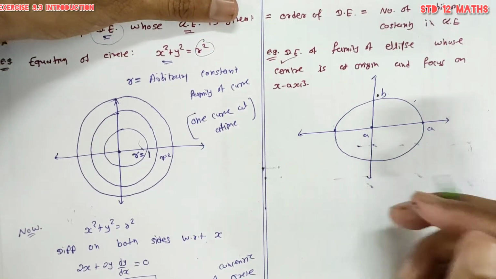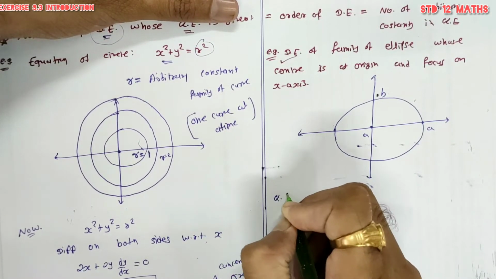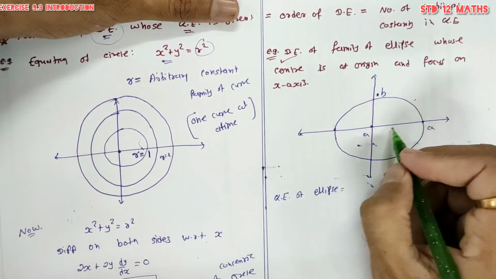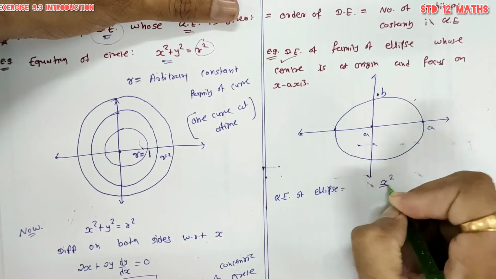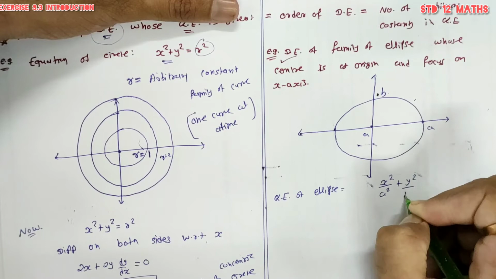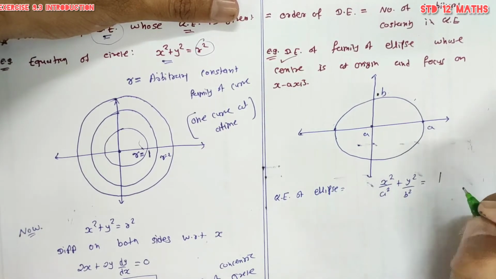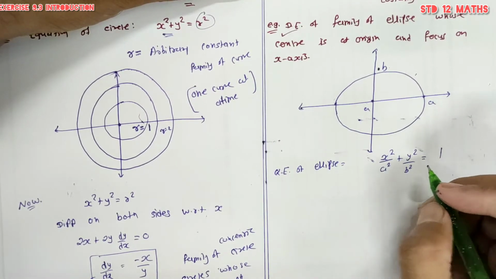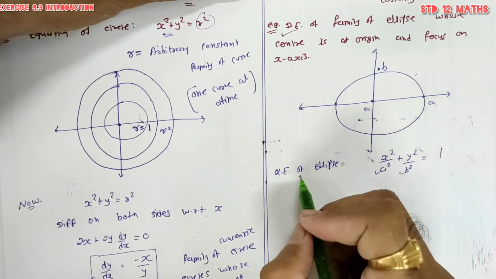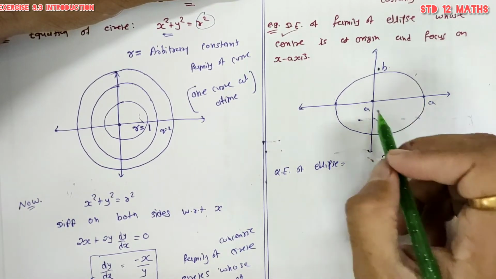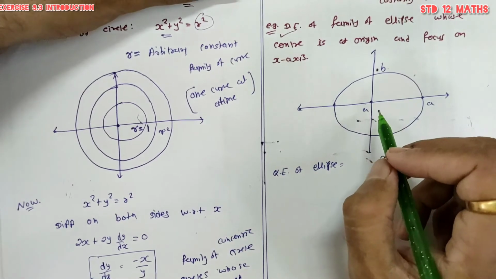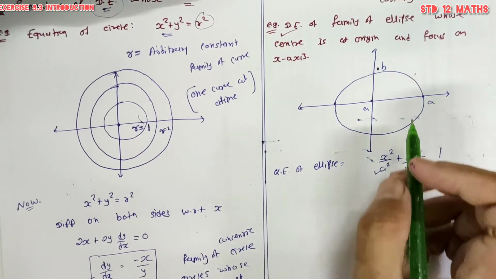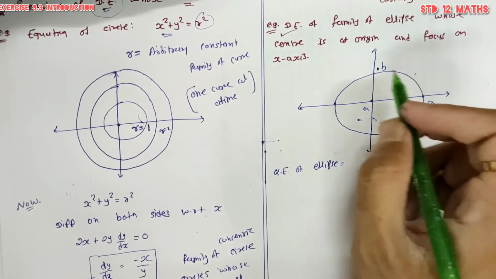So what will be the general equation of the ellipse? With the major axis along the x-axis, it will be x square upon a square plus y square upon b square equal to 1. This is the general equation. Here a and b are arbitrary constants, so the number of arbitrary constants is 2. If we put values of a and b here, we will get a graph. For one value of a and b, we are getting one ellipse. For different values of a and b, we are getting different ellipses.